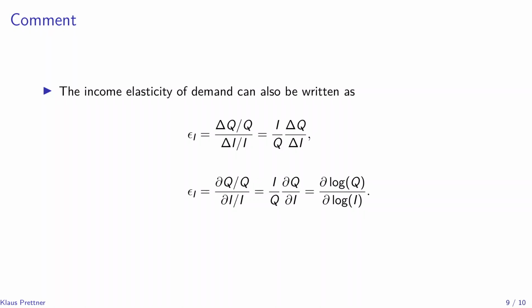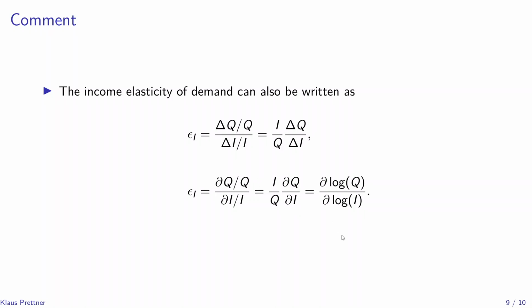And this slide here is a comment that shows that, again, as with the price elasticity of demand, we can rewrite the income elasticity of demand if we multiply out this term here. Then we would get income over the demand level multiplied by the change in quantity that is induced by a change in income. And this can also be done for the continuous case. When we multiply this out, we get again income divided by the quantity, and then the partial derivative of the quantity with respect to income.